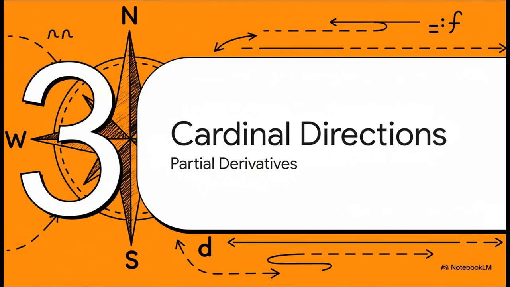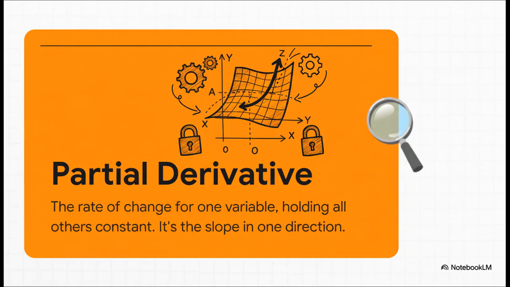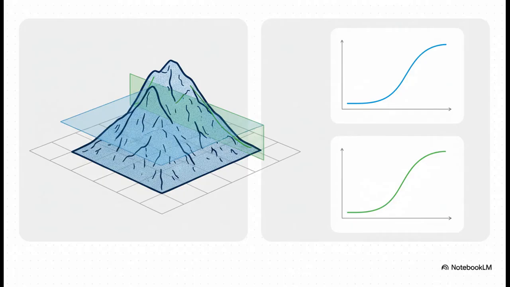Our first step in figuring out this new landscape is to just map out the basic directions. And for that, we use a tool called partial derivatives. The idea behind a partial derivative is actually pretty clever. We just pretend for a moment that only one thing is changing. We literally freeze all the other variables in place and find the slope in that one single direction. Think of it like this.